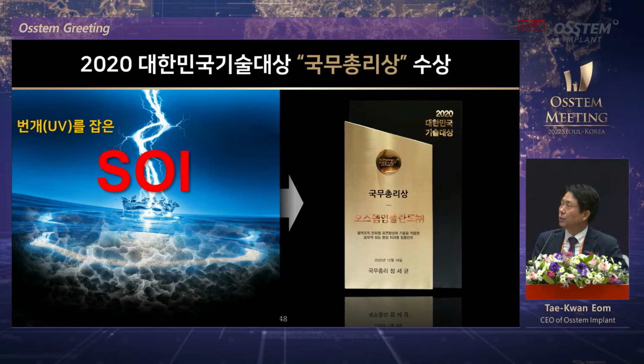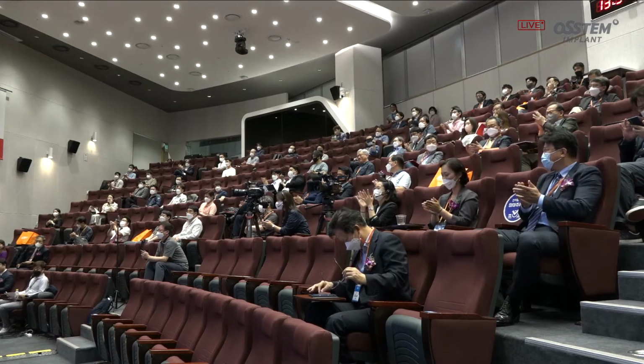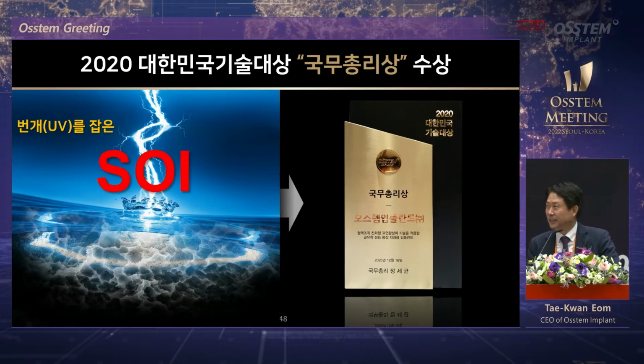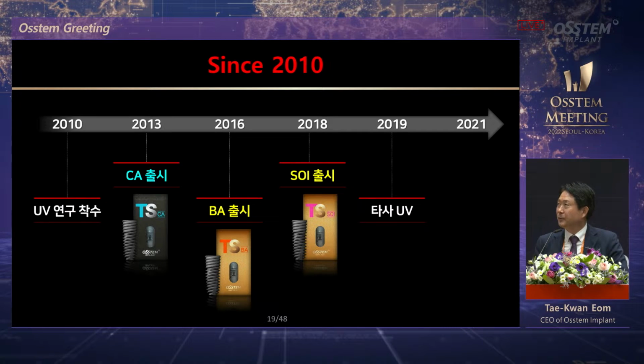Using the soy technology, we won the Prime Minister's Award in 2020. So we caught the lightning. At the time, Samsung received the President's Award, and LG, Hyundai Automobile, and Osstem received the Prime Minister's Award. Would you give us a big round of applause? Do you feel the prestige of the award? So we won the Prime Minister's Award with soy.